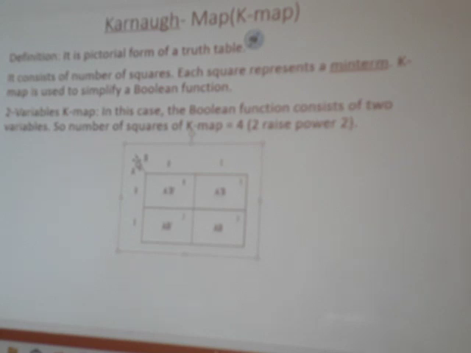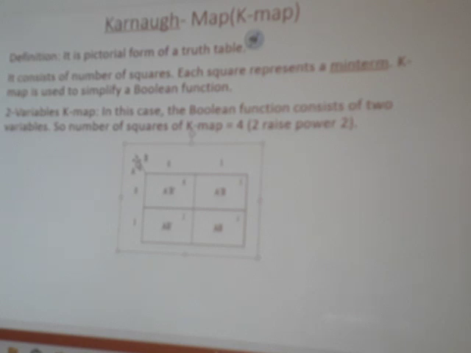Our topic is the Karnaugh map, and simply it is written as K-map. A K-map is the pictorial form of a truth table. It consists of a number of squares. Each square represents a minterm. So each square is representing a minterm in the figure.